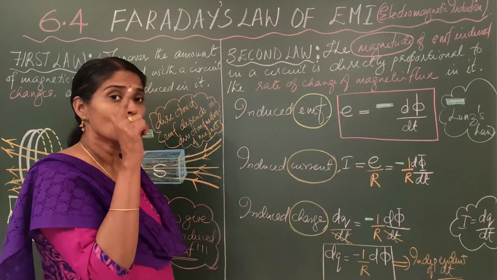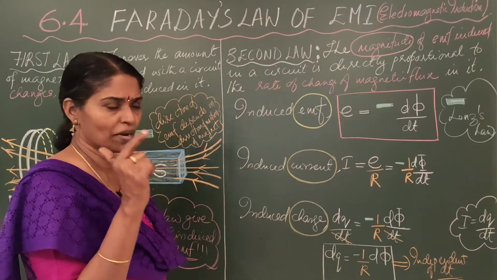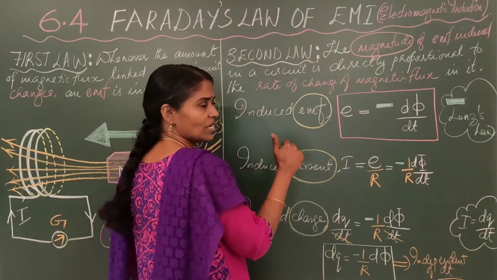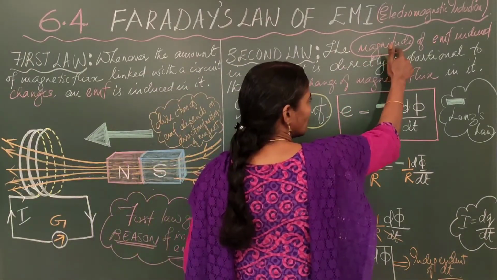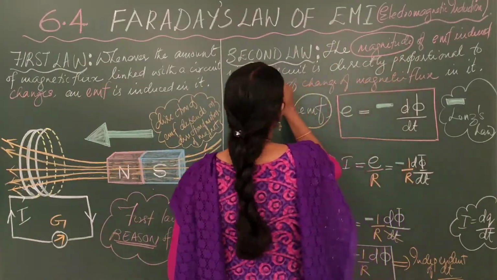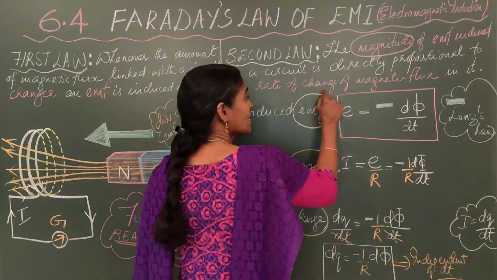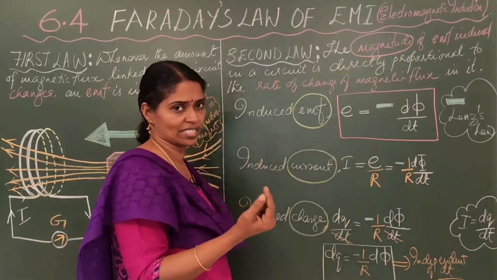First law would explain the term force. So second law is giving F equal to ma. Similarly, the second law says the magnitude, underline the word magnitude. Magnitude of the induced EMF in a circuit is directly proportional to the rate of change of magnetic flux.